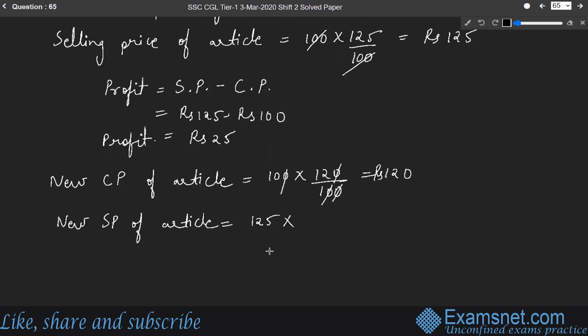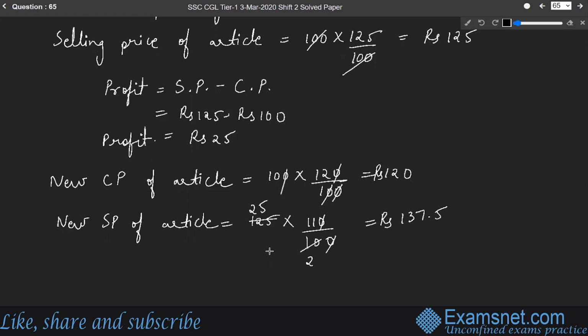It is increased by 10 percentage, means 100 plus 10, which is 110 percentage. And 110 percentage means 110 by 100. So this 0 and 0 will be cancelled. This will be 2 and this will be 25. So 25 into 11 by 2 gives 137.5. So this is the new selling price. I hope this concept is clear to you.